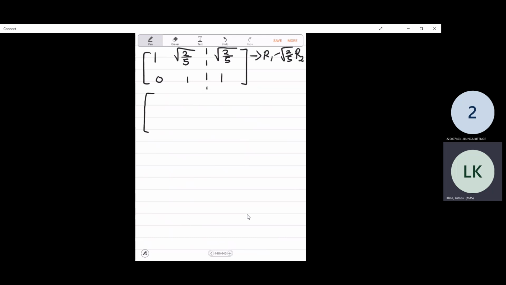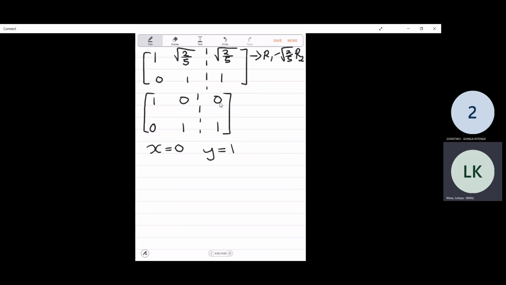So this is 1 minus 0, which is just 1, then square root of 2 over 5 minus square root of 2 over 5, that is 0. And then the same thing over here, I will get 0. For the second row, nothing has changed. So from here, I can see that x plus 0 is equal to 0, which means that x is equal to 0. And then 0 plus y is equal to 1, which means that y is equal to 1.